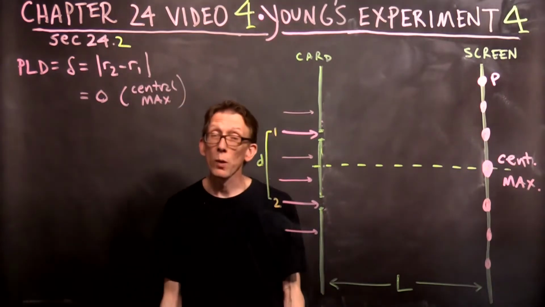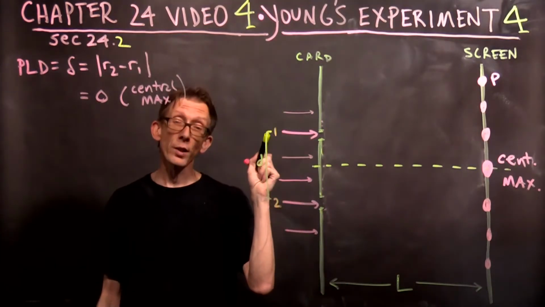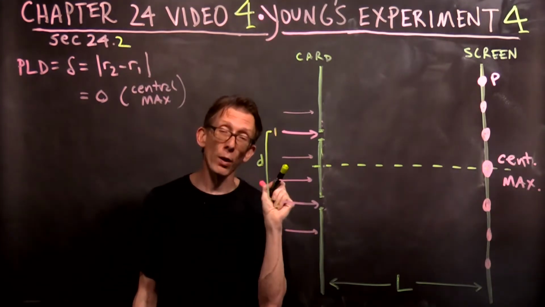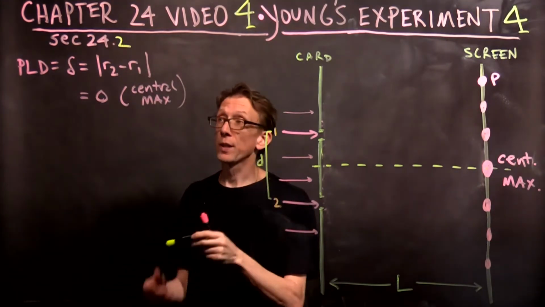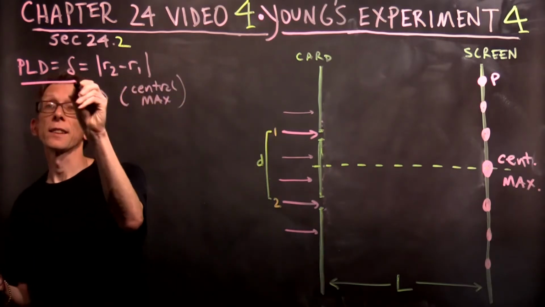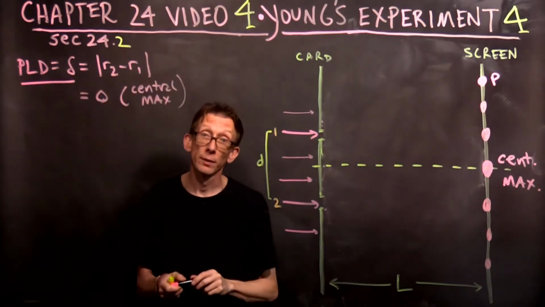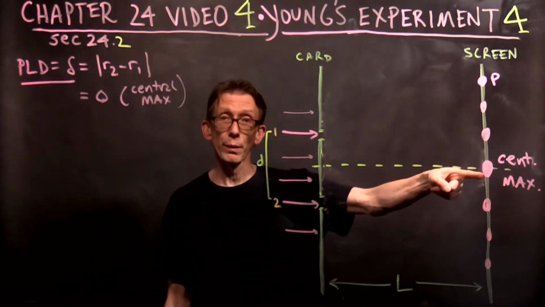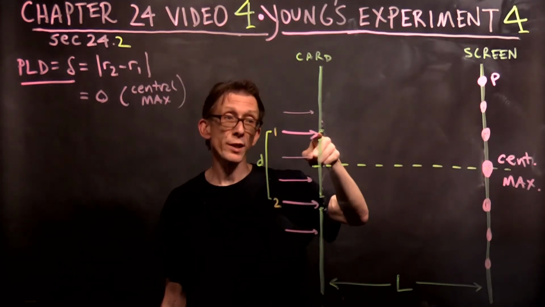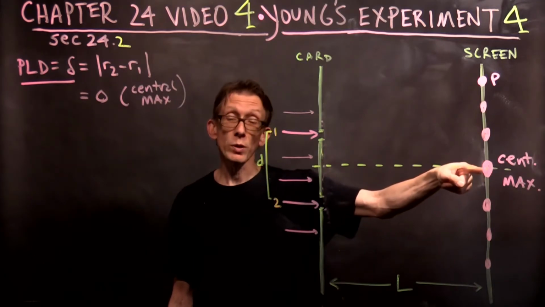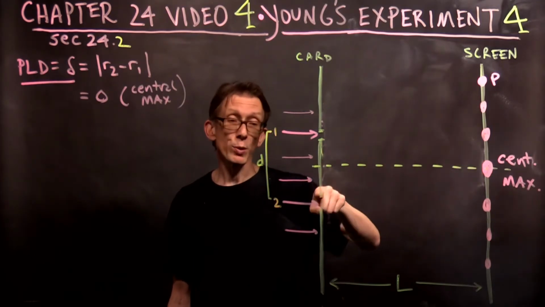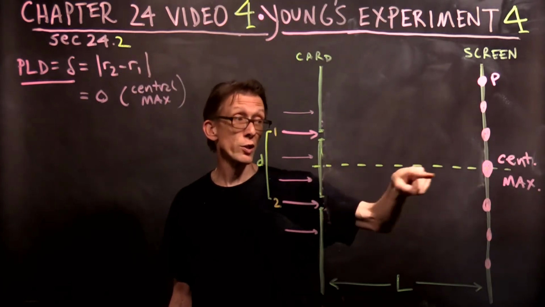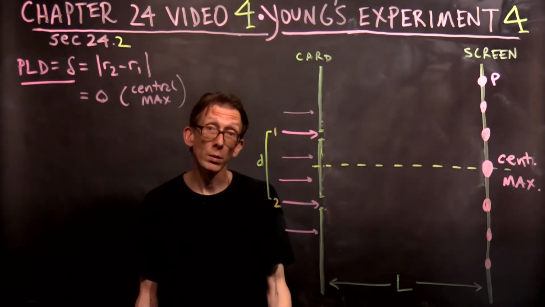All right, so we're back and we're still talking about Young's double slit experiment. Last lecture, last video, I introduced you to this concept of path length difference delta. And we looked at it in context of this central bright point. The distance between slit 1 and the central max we called R1. The distance between the second slit, slit 2, and the central max we called R2.